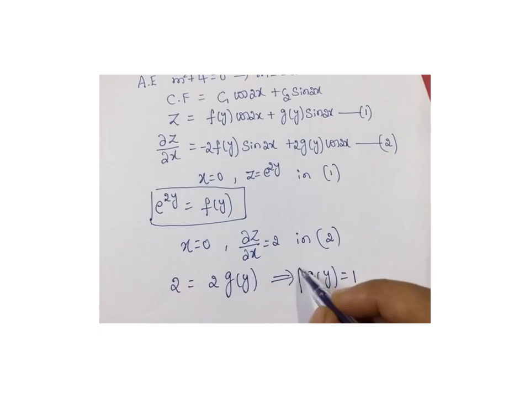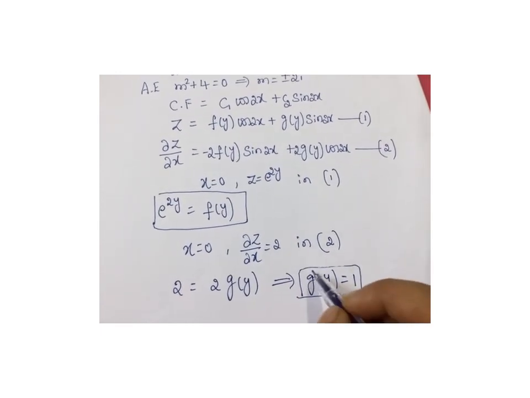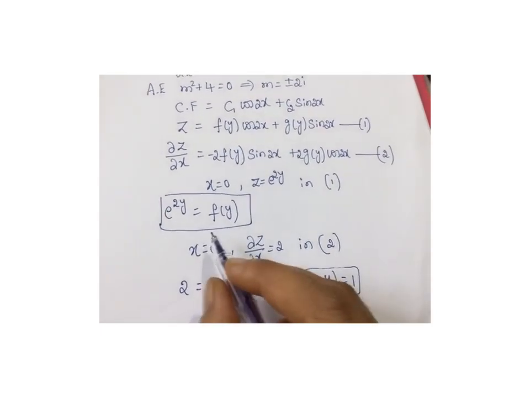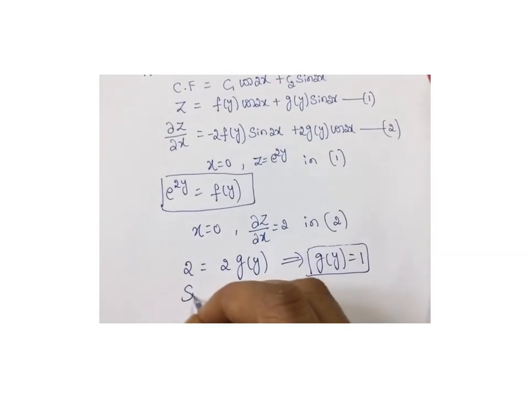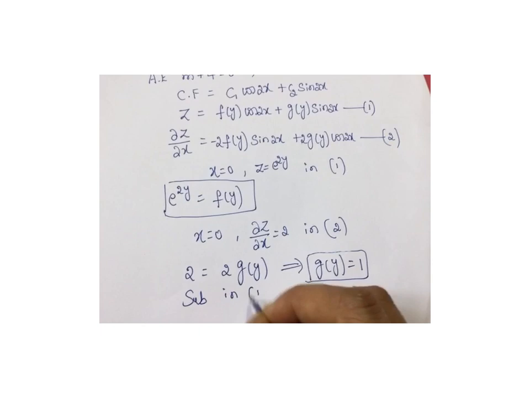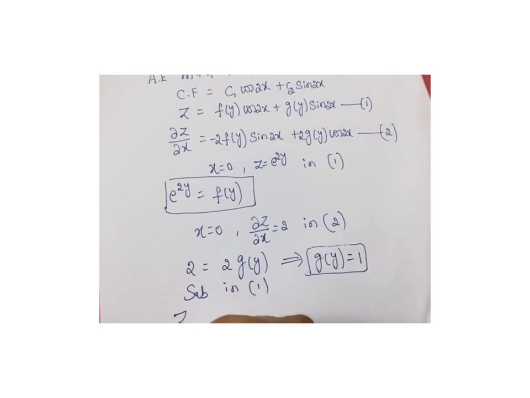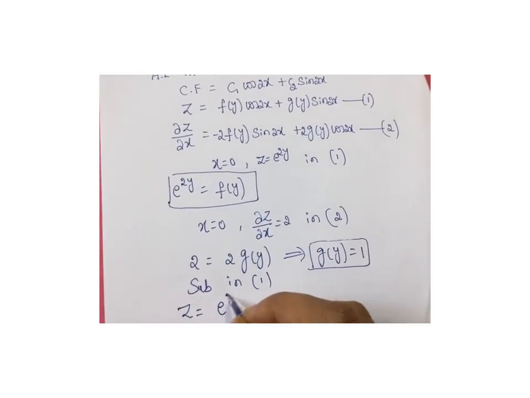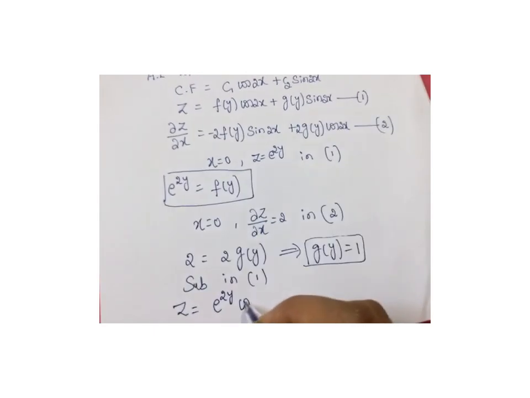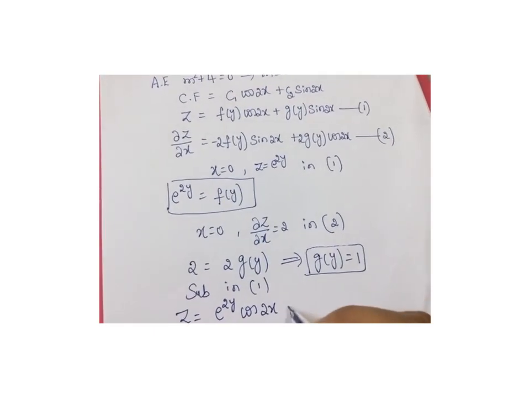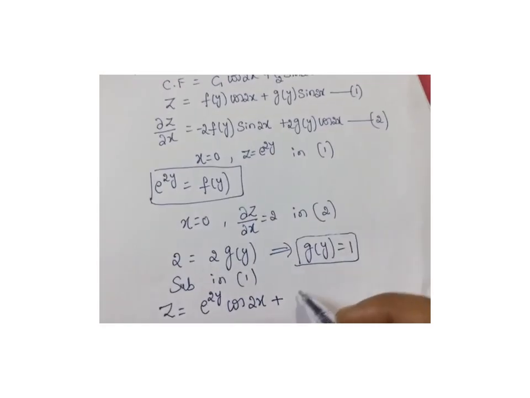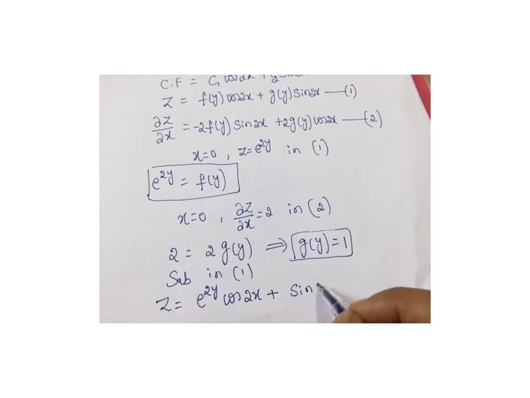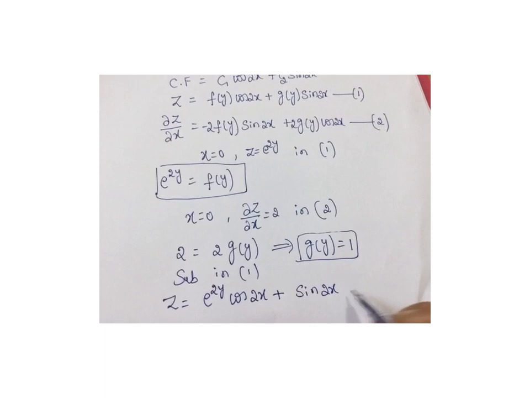Then we got both the results as constants. So substituting f of y and g of y in general solution 1, we get z is what? E power 2y cos 2x plus g of y is what? 1 sin 2x. So this is the solution of the given problem.